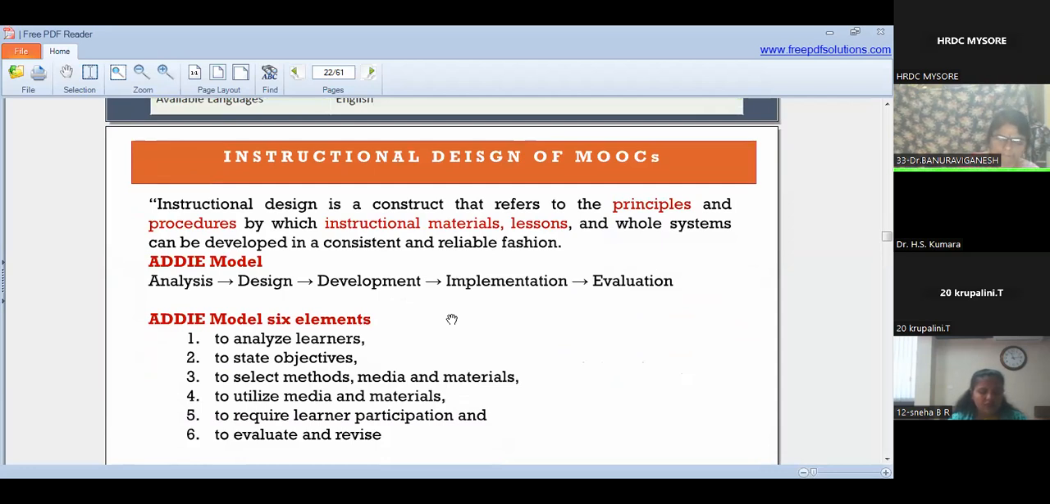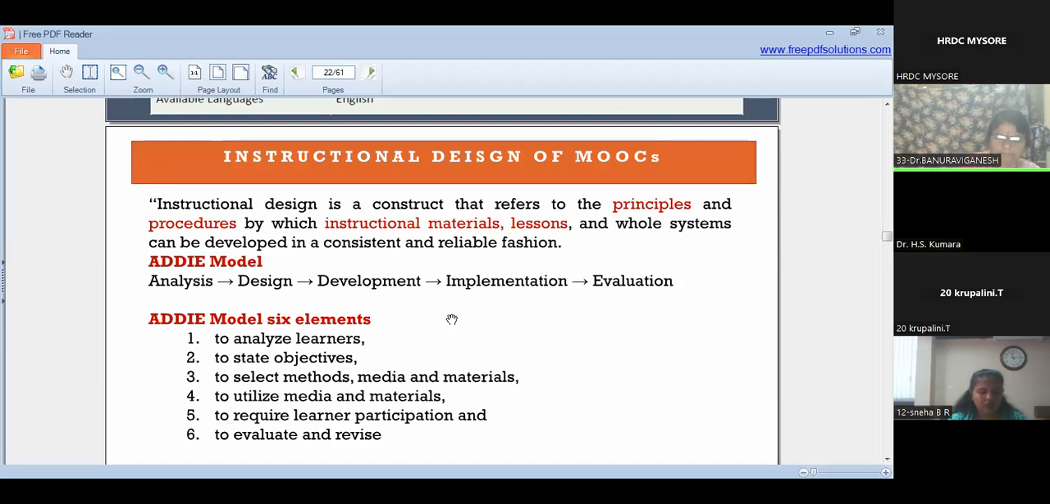Anyway, there is a separate content which I think they will discuss in detail. So we need to follow some kind of instructional design. What are the principles that need to be followed? We also need to look into what procedure we need to follow, and what instruction material is made available on the platform.